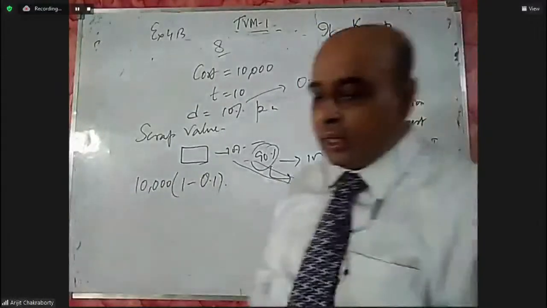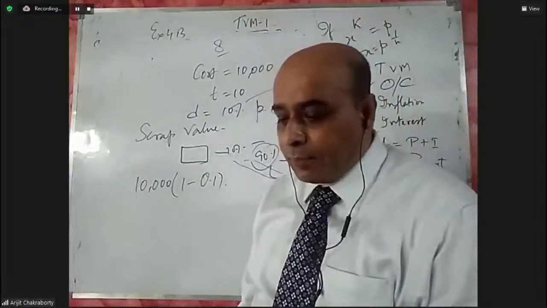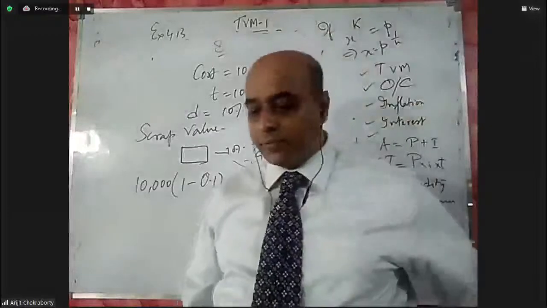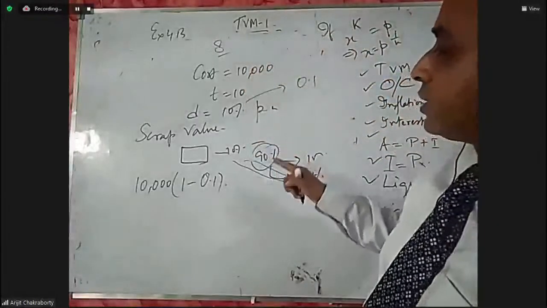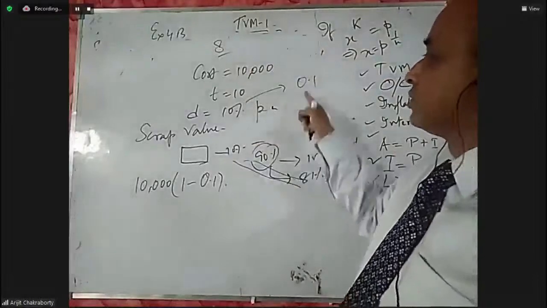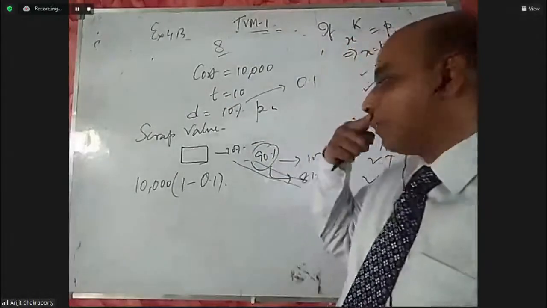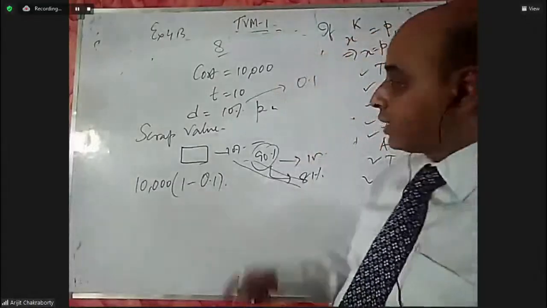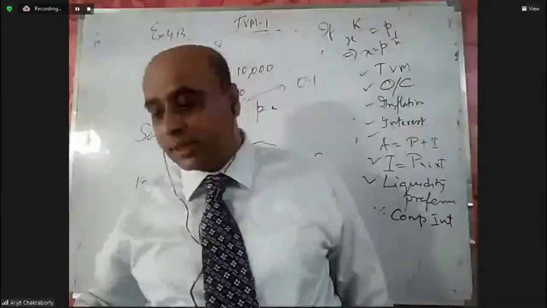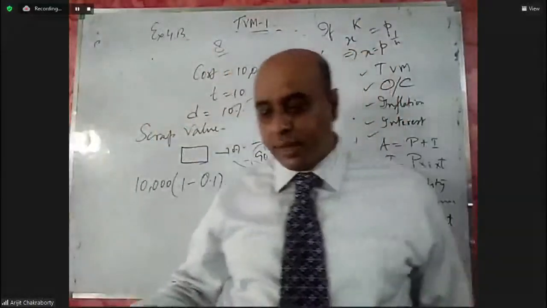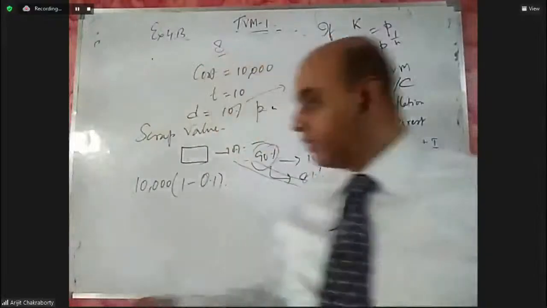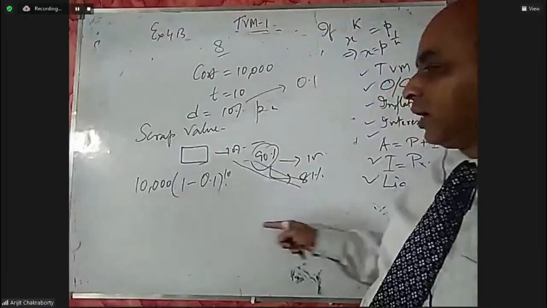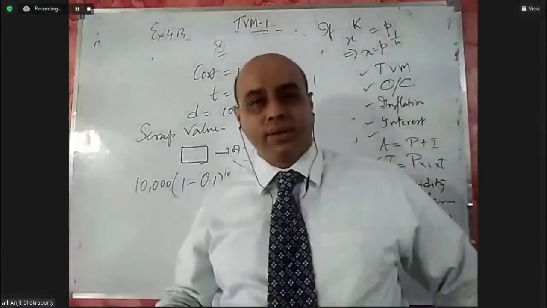Okay. And if you see, we have to find the scrap value at the end of its life. So the depreciation rate is coming to 10%, so this is 0.1. So basically it is 1 minus 0.1. But then this is at the end of 10 years, because we have to find the scrap value at the end of its life, right? So you have to find this to the power 10. In this way, it will go on, and it will lead to the scrap value.